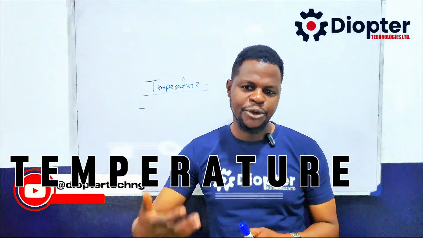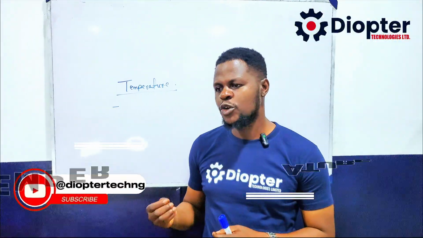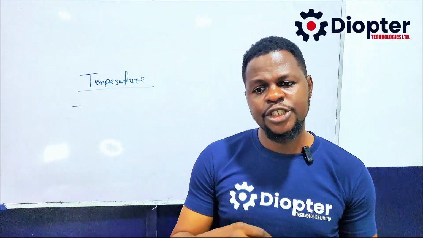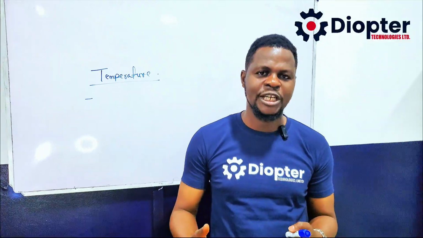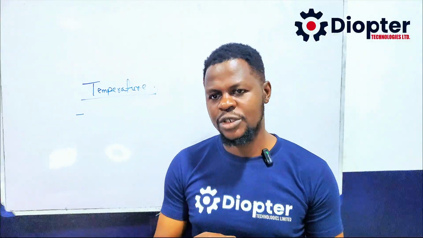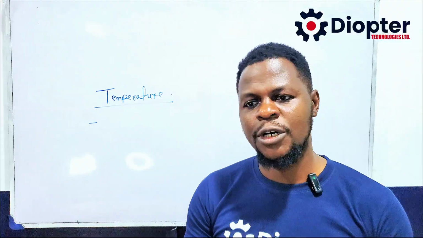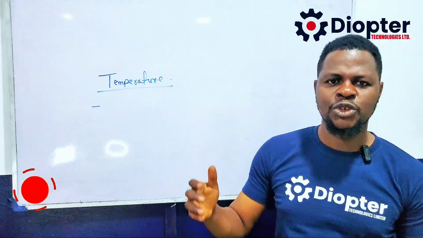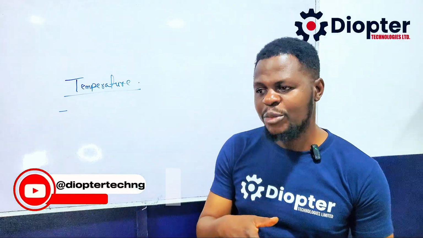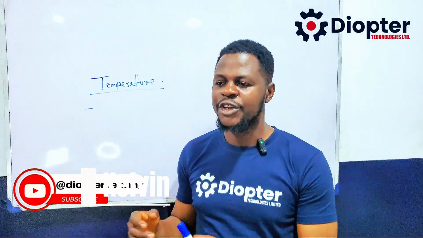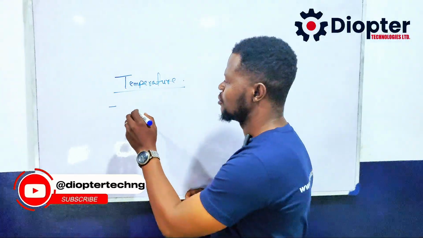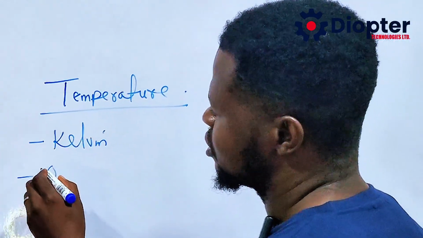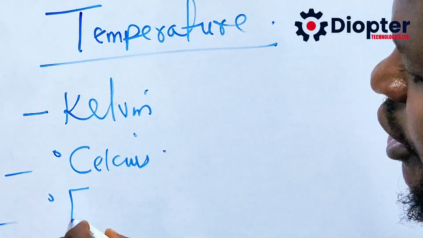So let's talk about temperature as a process variable. Before we talk about temperature measuring instruments, it is nice that we come to appreciate and understand some of the units of measurement for temperature as a variable. Temperature is measured in different units actually. The SI unit for measuring temperature is Kelvin, degree Kelvin. Then we can measure temperature in degrees Celsius, and in degrees Fahrenheit.